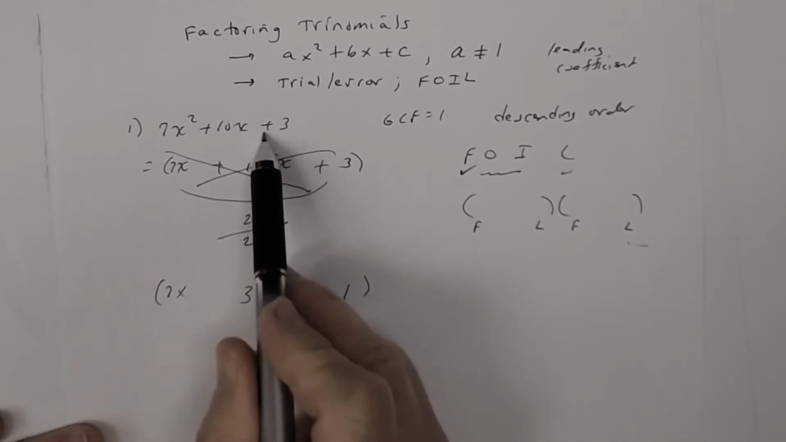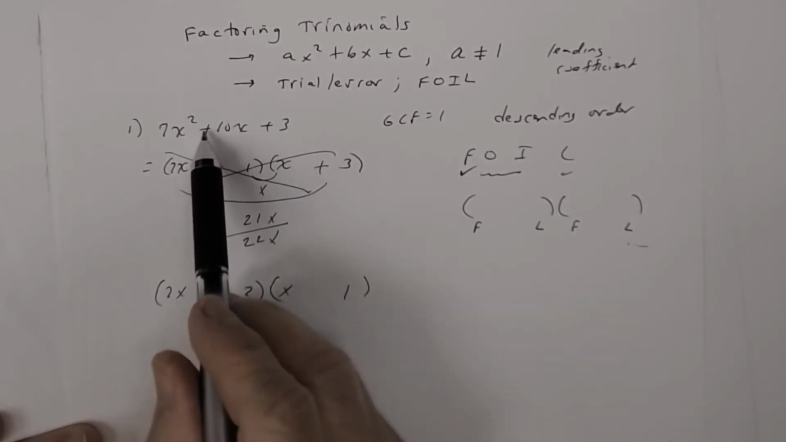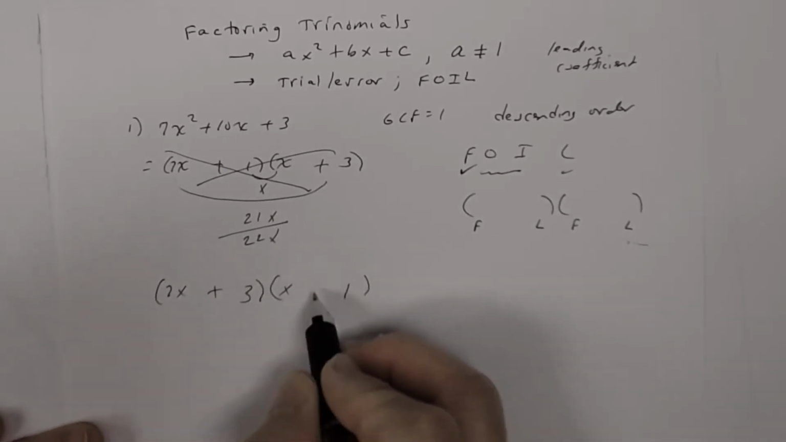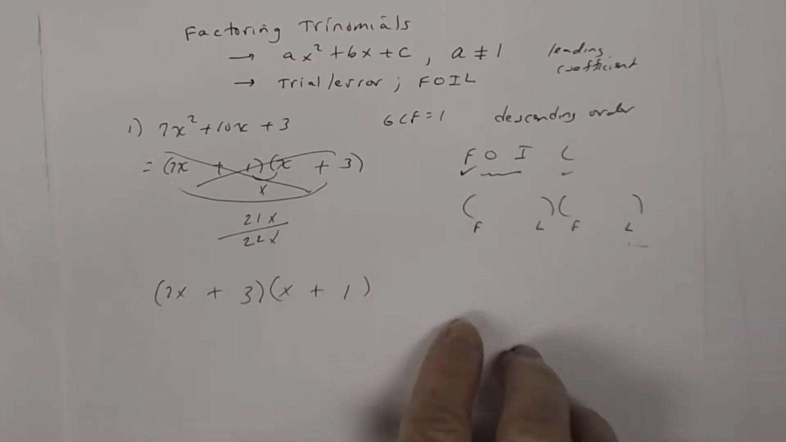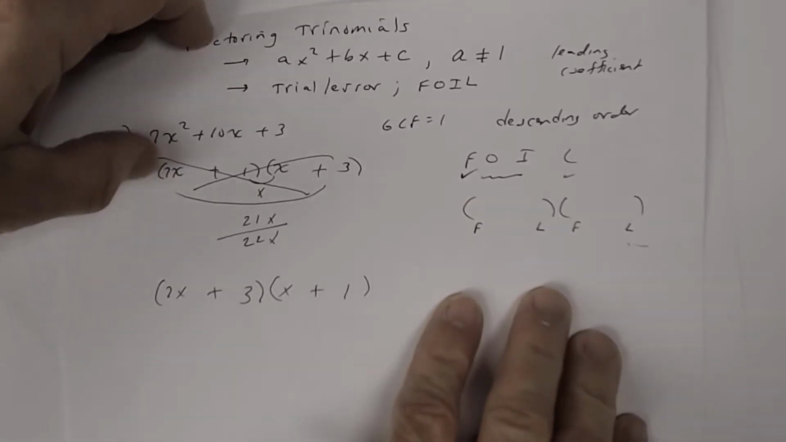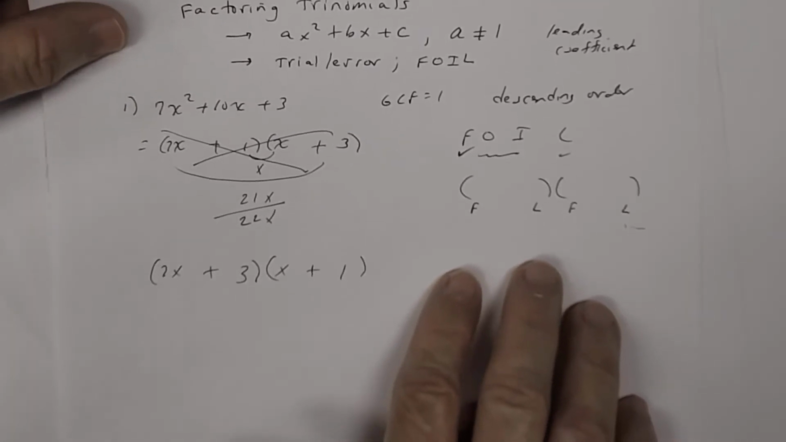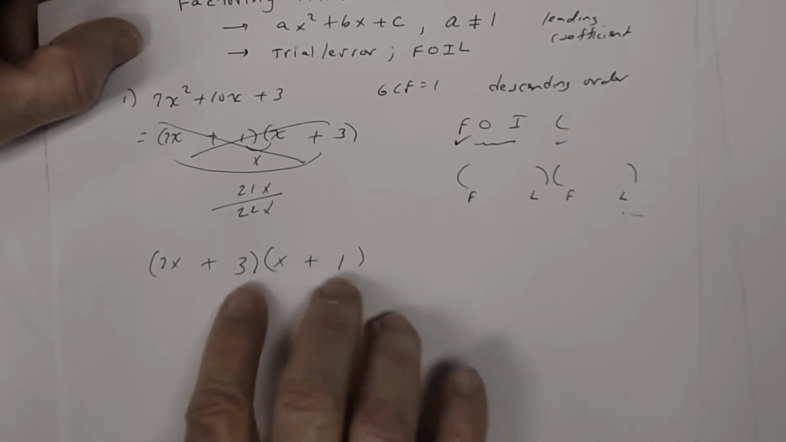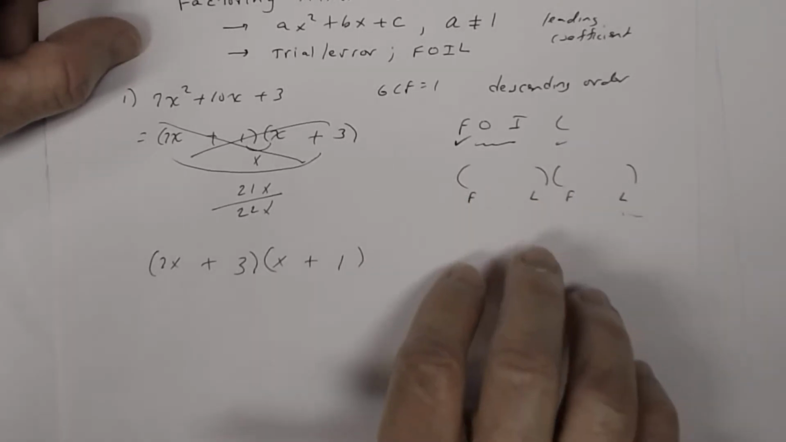The last sign's positive. That means that these signs in here are going to be the same, and it's going to be that middle sign. So they're both going to be positive. All right. Now let's check the F and the L just to make sure we're okay so far. So that's what you got to do. All right. So factoring is easy to check. It is easy to check. So you should never get your answer incorrect because you can easily check your work.